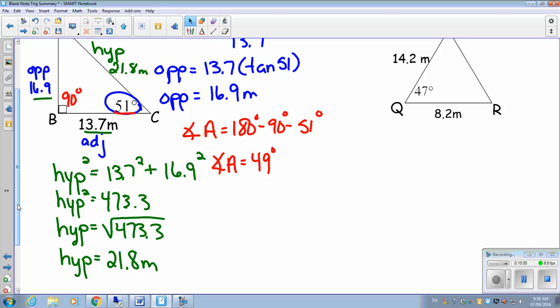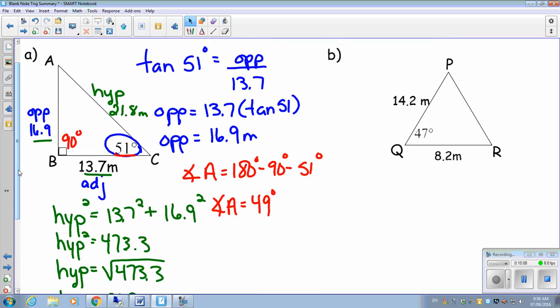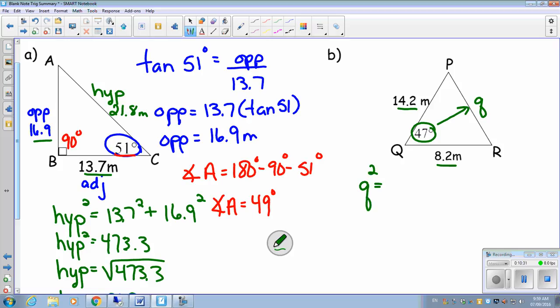So for my non-right triangle, I know I can't use SOHCAHTOA. I look at the picture, and the first thing I notice is I have an angle that's between two side lengths. That means I should be using the cosine law, which will help me find the side across from the angle I know. So my cosine law, doesn't matter the letters, q squared is going to be 8.2 squared plus 14.2 squared minus 2 times 8.2 times 14.2 times the cos of 47.